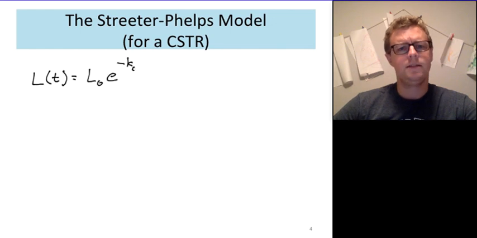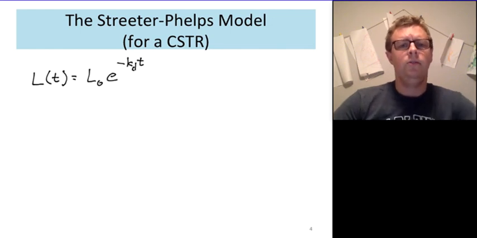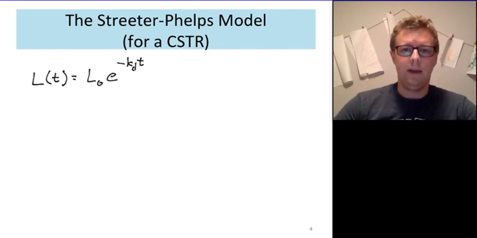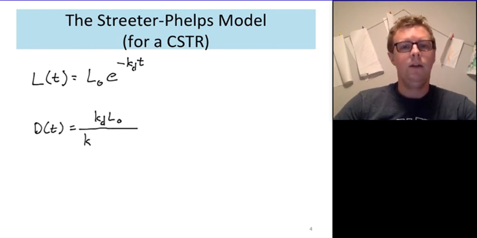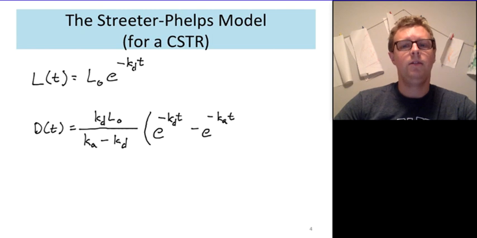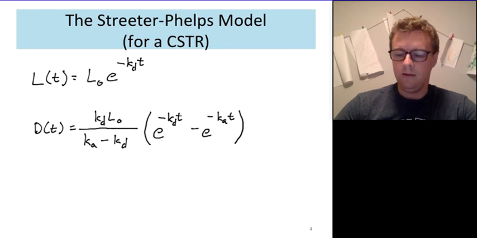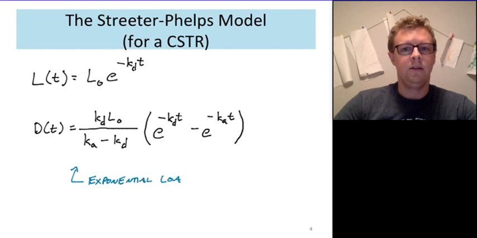So for a CSTR, we can use our BOD model just like we have in the past, first order exponential decay. But for deficit, our model is going to look just a touch different. And so, sparing you the mass balance, I'll go right to the explicit solution here. And I want you to notice a couple of things about this solution.